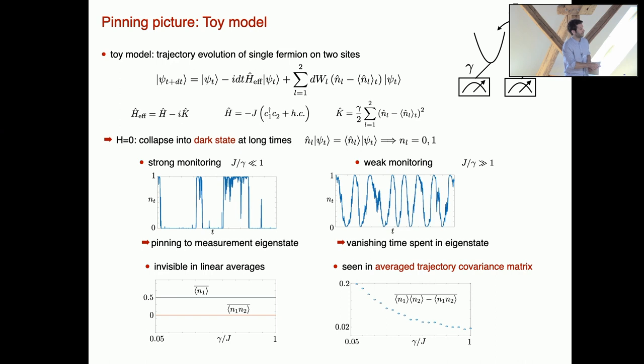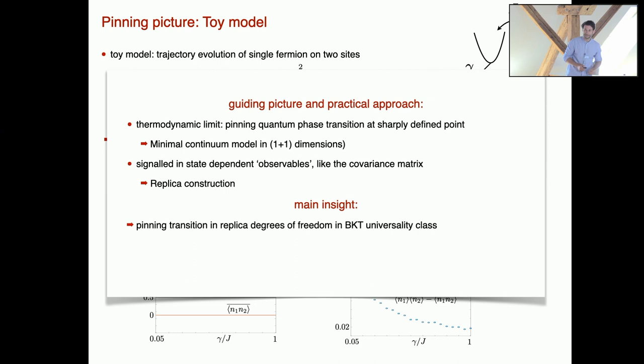Now, as promised, nothing is visible in the linear averages of this problem. But if you go, for example, to this baby version of density-density correlations, at least you see some life going on. And this guides the theoretical approach. In fact, if we now morph this system to a thermodynamic limit, it's plausible that a singular non-analytic point develops, which corresponds to a phase transition. And it should be signaled also in these state-dependent observables, like this density-density correlator. And to this end, we have a replica construction to be able to simply describe this. And the main result from this is that indeed there is a kind of pinning transition of the replica degrees of freedom, which is actually in the BKT universality class.